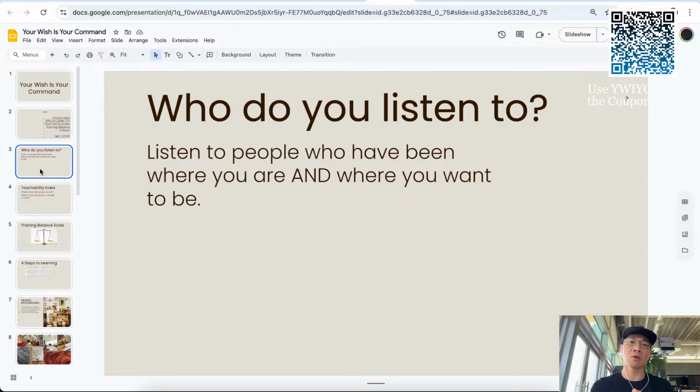According to Kevin Trudeau, he says, listen to people who have been where you are and where you want to be. So there are 2 parts to this. Listen to people who have been where you are and where you want to be. There are many voices in your head right now. You're subscribed to many YouTube channels. You're probably on many different email lists every single day, everyone trying to pull your attention. Are you listening to the right people? Do they have your best interests at heart? And do they have the results that you're looking for?